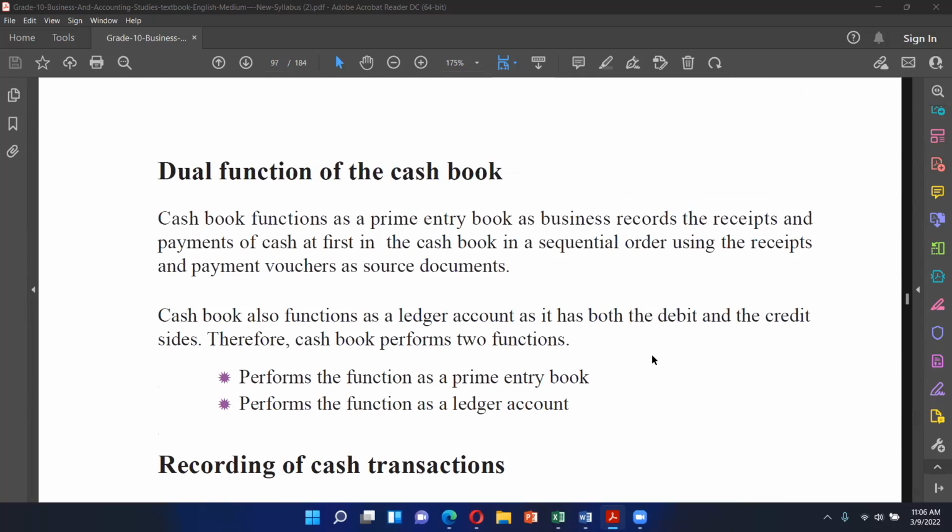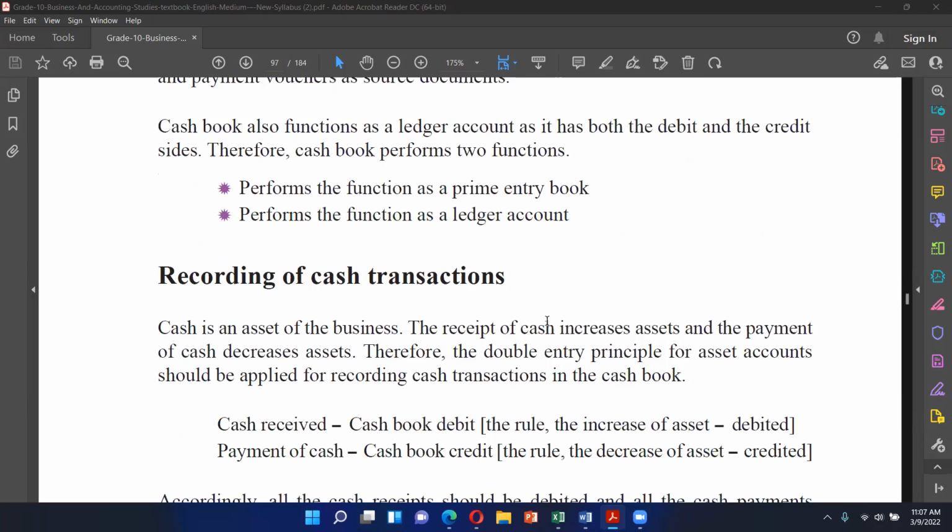Right. Now we come to a very important section, the dual function of the cash book. What do you mean by the dual function of the cash book? The cash book will act as a prime entry book as well as a ledger account. The cash book, as well as the petty cash book, will act as both a prime entry book and a ledger account. Yes, keep an eye on this area. This can be tested in multiple choice questions.